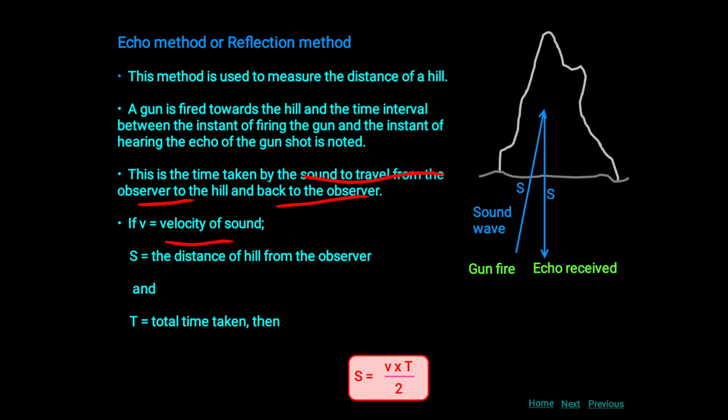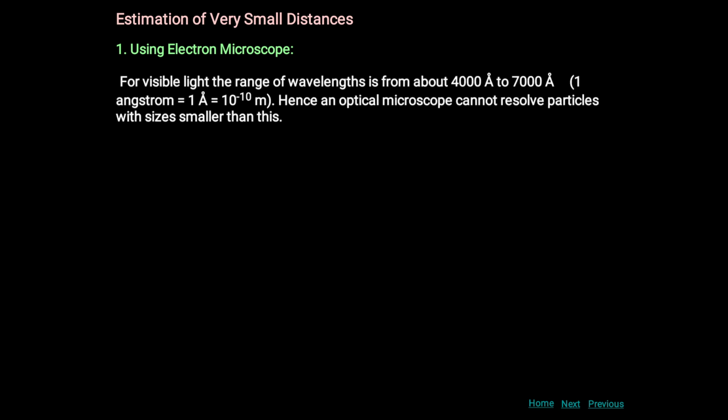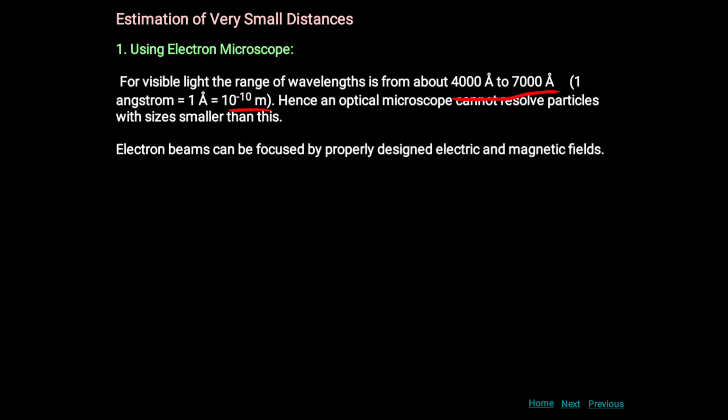V into t by 2. Estimate of very small distances. First, by using the electron microscope. For visible light, the range of wavelength is about 4000 Angstrom to 7000 Angstrom. Actually, 1 Angstrom unit is equal to 10 raised to power minus 10 meter. Here, an optical microscope cannot resolve particles with size smaller than this.